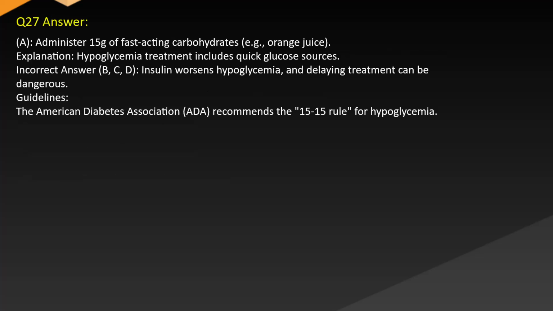Answer A. Administer 15 grams of fast-acting carbohydrates, e.g., orange juice. Explanation: hypoglycemia treatment includes quick glucose sources. Incorrect answer B, C, D. Insulin worsens hypoglycemia and delaying treatment can be dangerous. Guidelines: the American Diabetes Association (ADA) recommends the 15-15 rule for hypoglycemia.